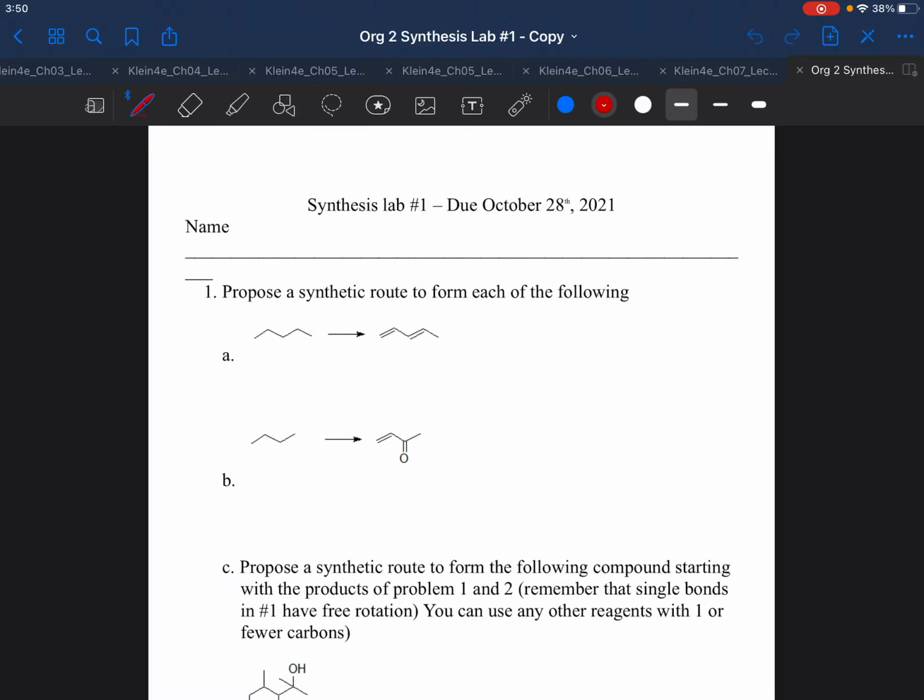Hi guys, I wanted to go ahead and talk you through a few of the problems from this week's synthesis lab. This is normally what we would do in class, go over a little bit of strategy, a little bit of how to set problems up, and actually do a few problems.